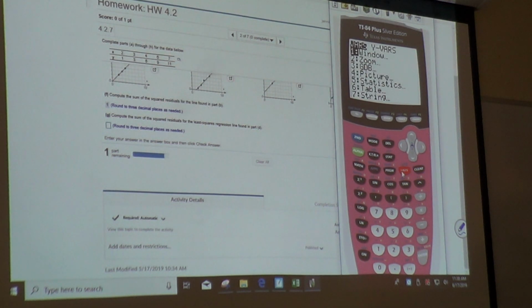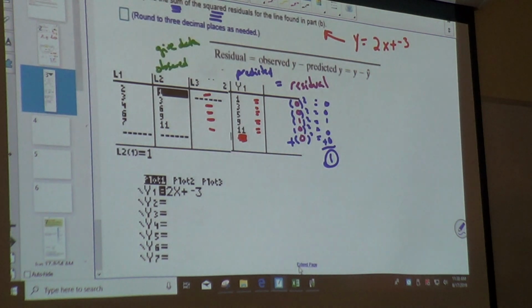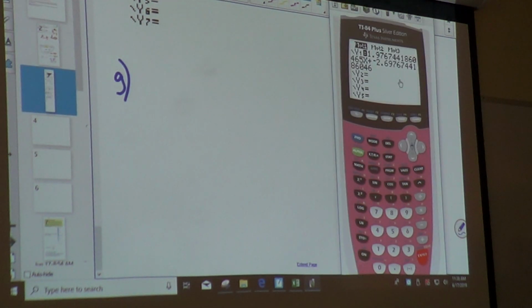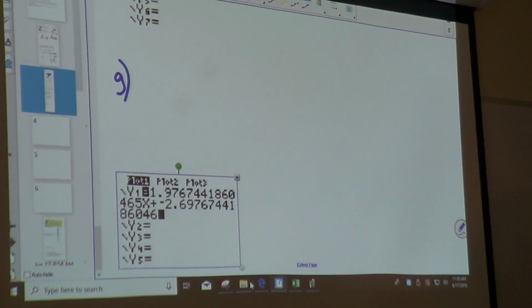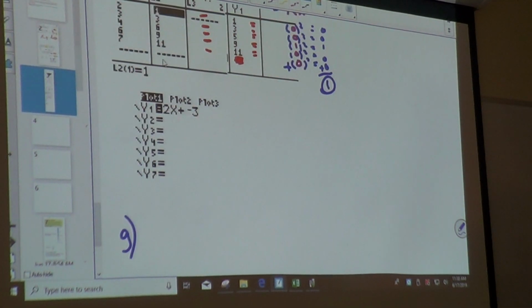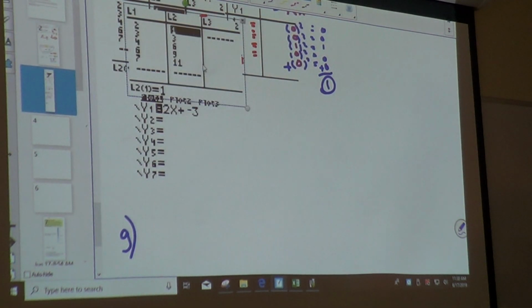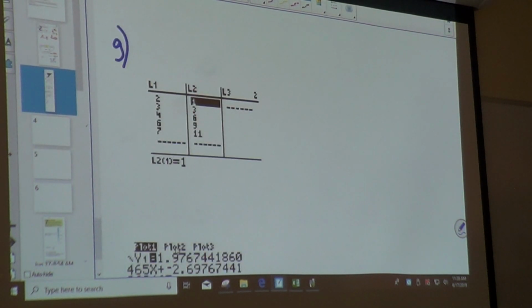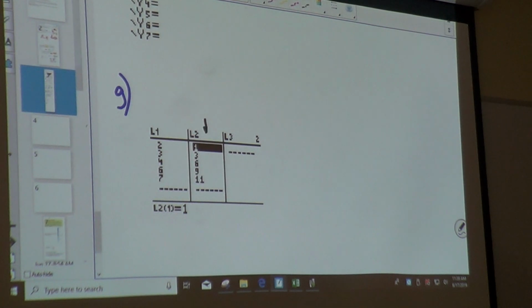Bars, 5, EQ, Enter. So now when I do F G, when I do G, I suck over the fancy equation and I have this. What does that represent? My observed or my predicted? Observed. This is my observed.